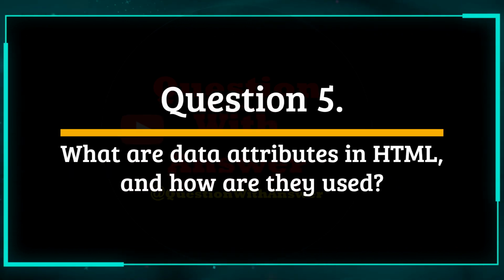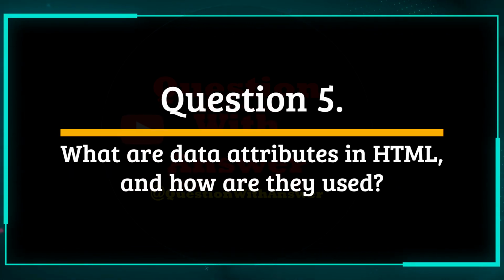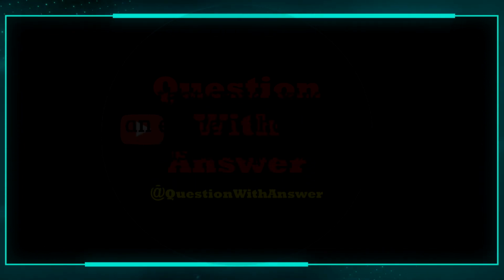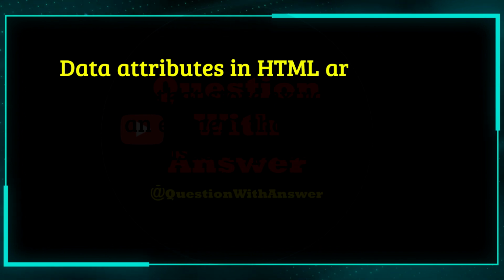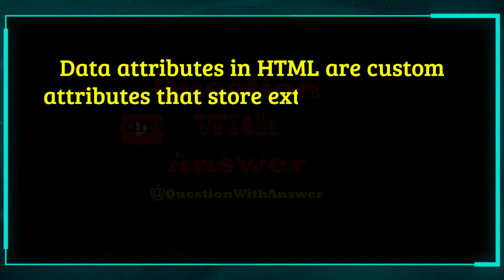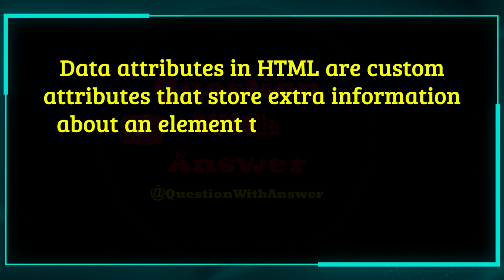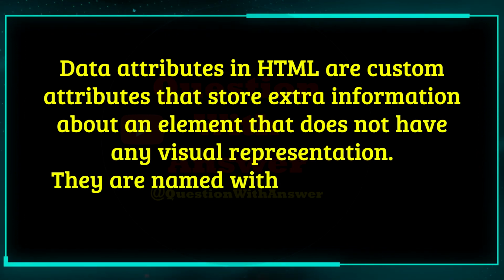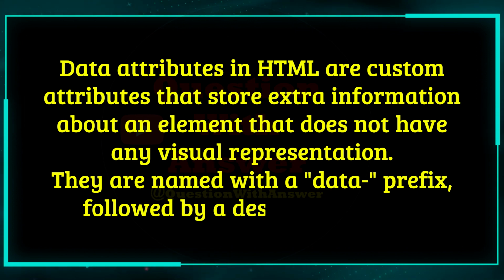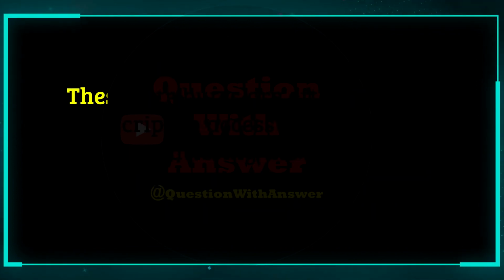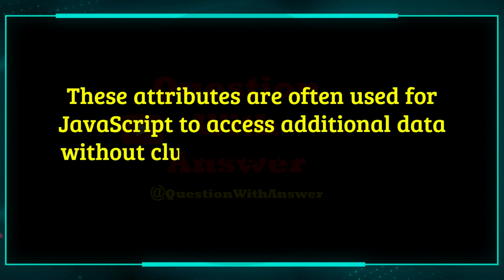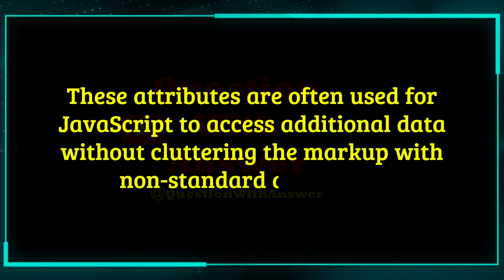Question 5. What are data attributes in HTML, and how are they used? Answer. Data attributes in HTML are custom attributes that store extra information about an element that does not have any visual representation. They are named with a data- prefix, followed by a descriptive name. These attributes are often used for JavaScript to access additional data without cluttering the markup with non-standard attributes.